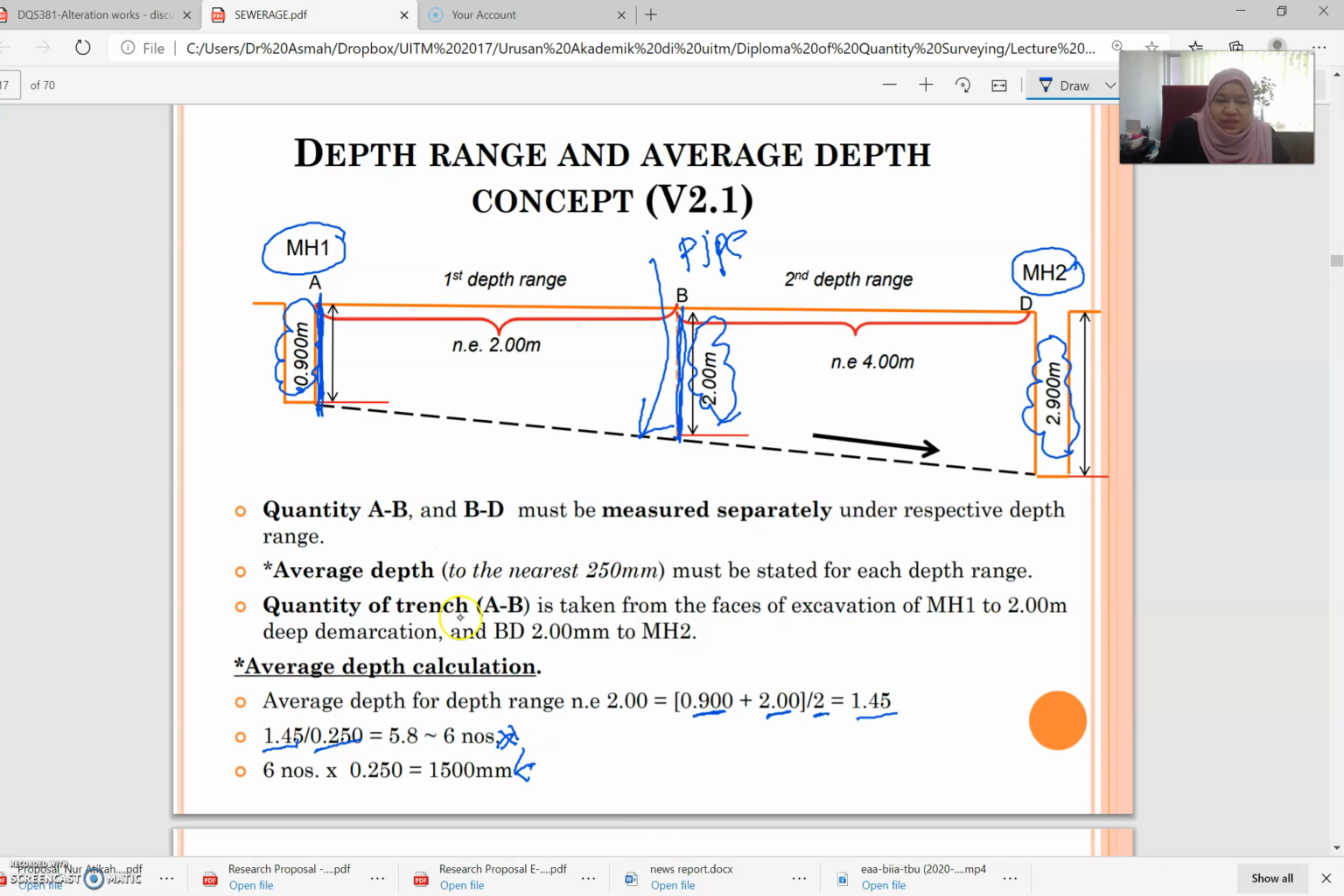So in other words, there will be 6 layers: 1, 2, 3, 4, 5, 6. And the average of these 6 layers of 0.25 gives 1.5 meter. That is what we call an average depth excavation.